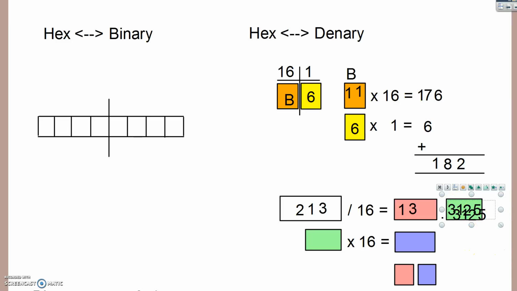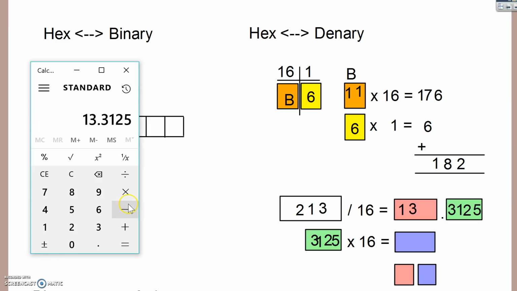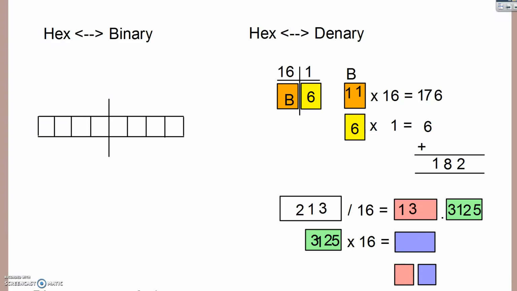So I'm going to copy that and put it down in this box here. I've taken away the 13 and we've just got 0.3125. I'm going to multiply it back up by 16, and if we've done it right we should get a whole number. So that is equal to 5. Like so. Now here we've got 13 and 5.